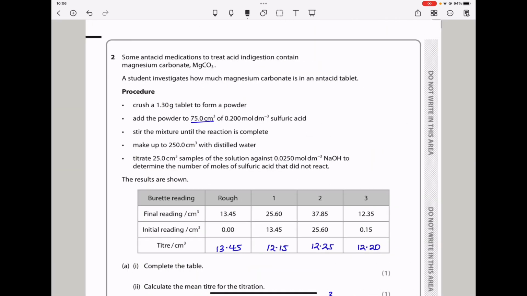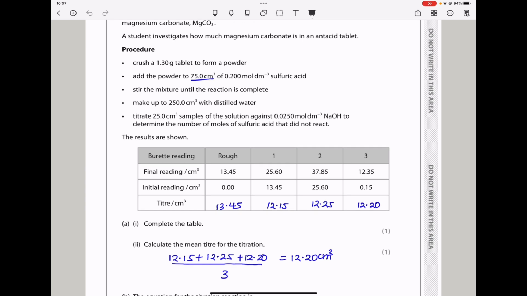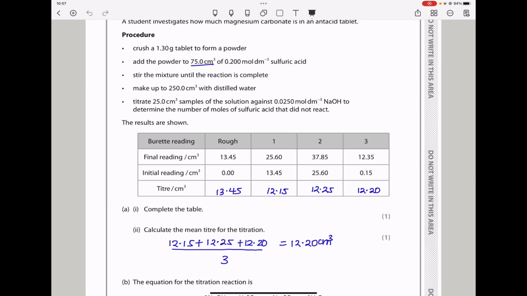Question 2. Some antacid medications to treat acid indigestion contain magnesium carbonate. A student investigates how much magnesium carbonate is in an antacid tablet. So the procedure is as below. They crush a 1.3 gram tablet to form a powder, then add the powder to 75 cm³ of 0.2 mol per dm³ sulfuric acid. Then stir the mixture until the reaction is complete.